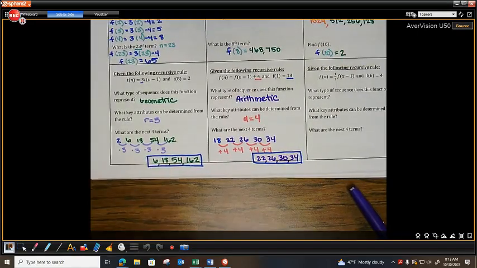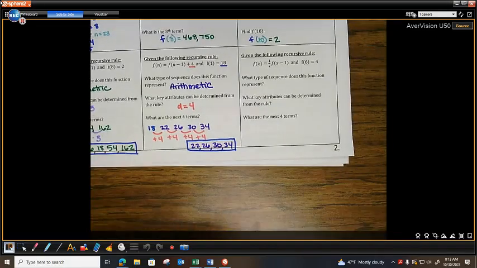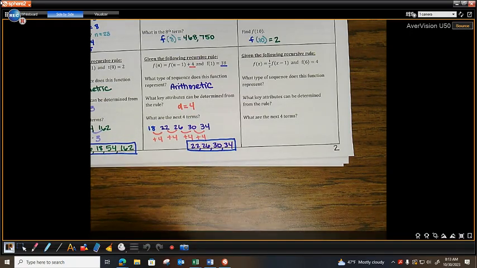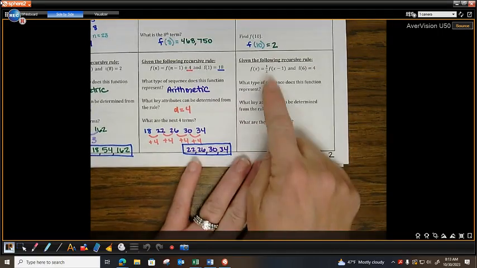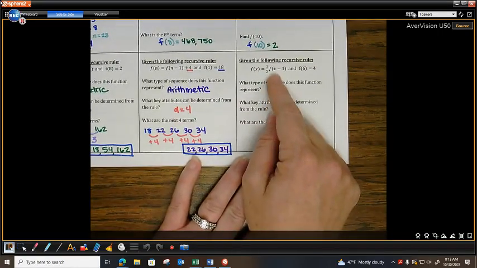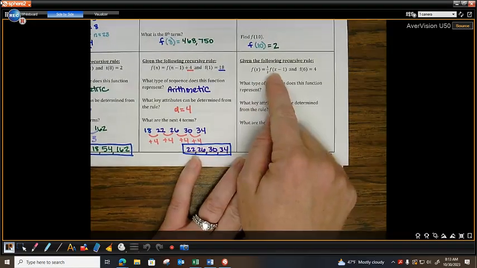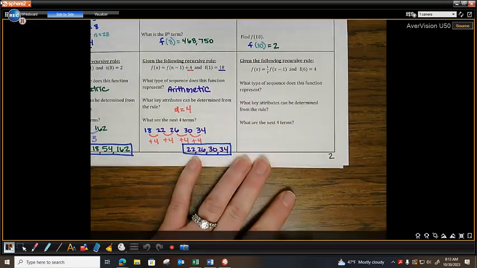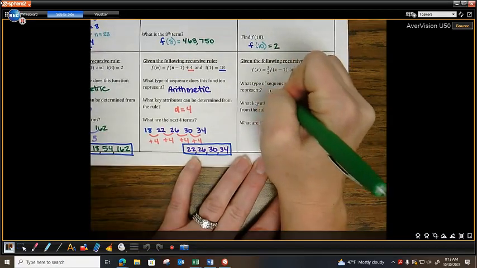Okay, last one of these, guys. Are we arithmetic or geometric? Why? We're multiplying by a half. Very good. It's recursive because I see my f of n minus 1. Now again, it's f of x minus 1, but that's the same as f of n minus 1. They could put any variable there. So it is geometric because we're multiplying by a half.